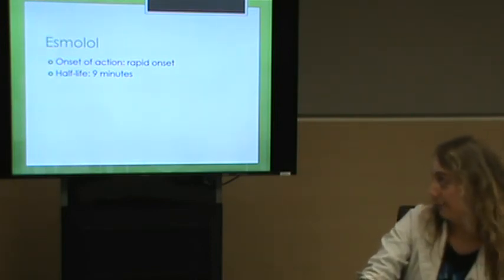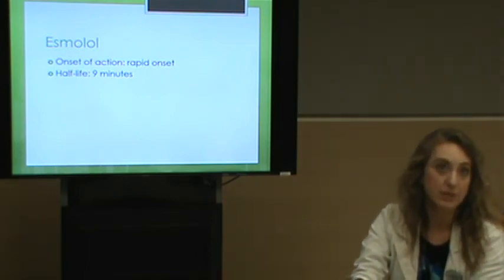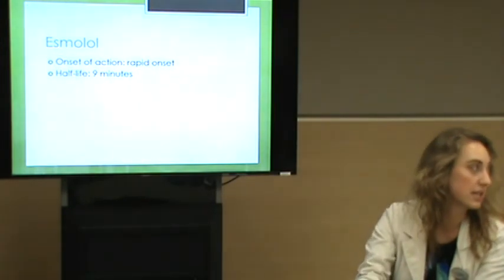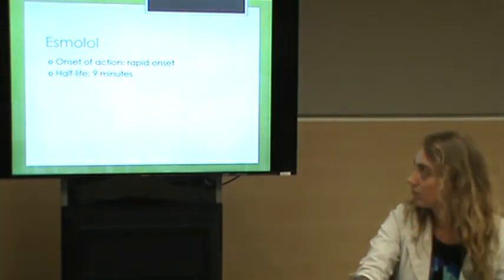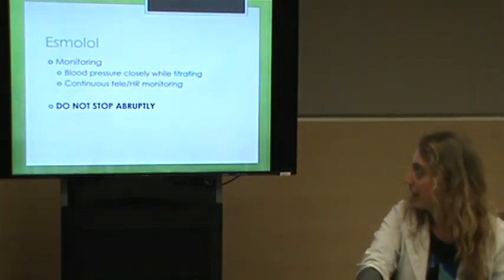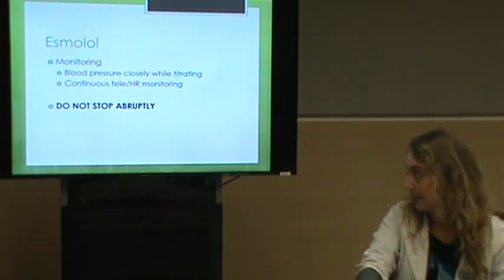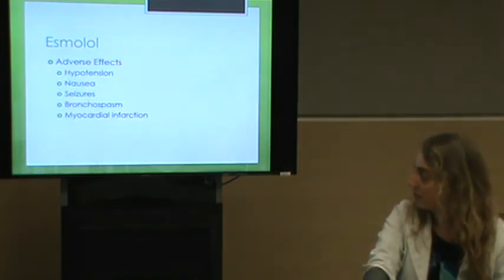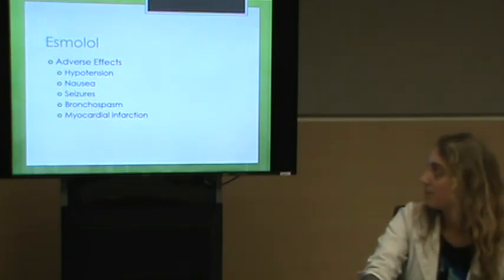Onset of action is rapid, and the half-life is 9 minutes. So the goal between making those 5-minute titrations is about halfway through your half-life. The monitoring, you want to closely monitor blood pressure as well as continuous tele and heart rate, and you do not ever want to stop this abruptly. Adverse effects, hypotension, nausea, seizures, bronchospasm, and MI.